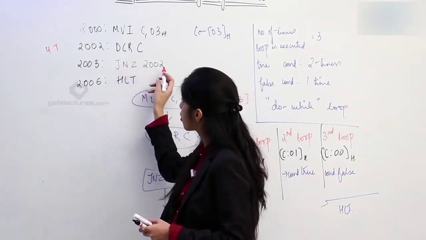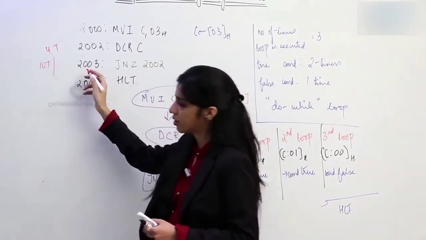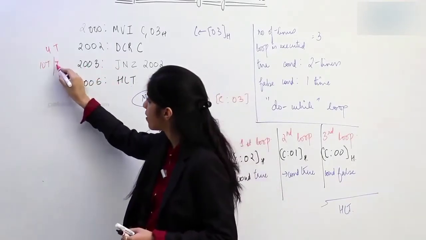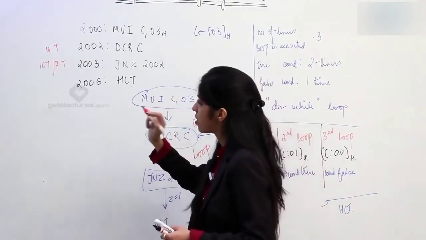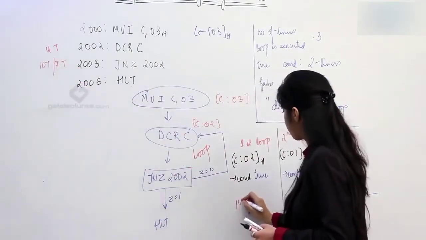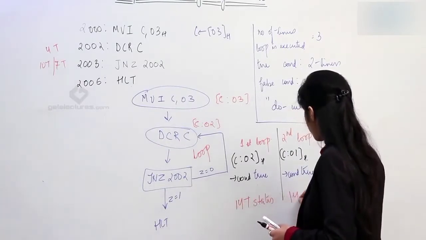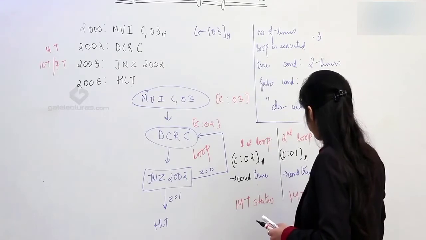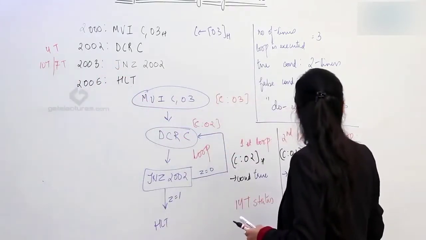This JNZ 2002 is going to take up 10 T states if the condition is true, or 7 T states in case the condition is false. So what happens in one loop? One loop of true condition is going to take up 14 T states. This is also going to take up 14 T states. And one loop of false condition is going to take up 11 T states.